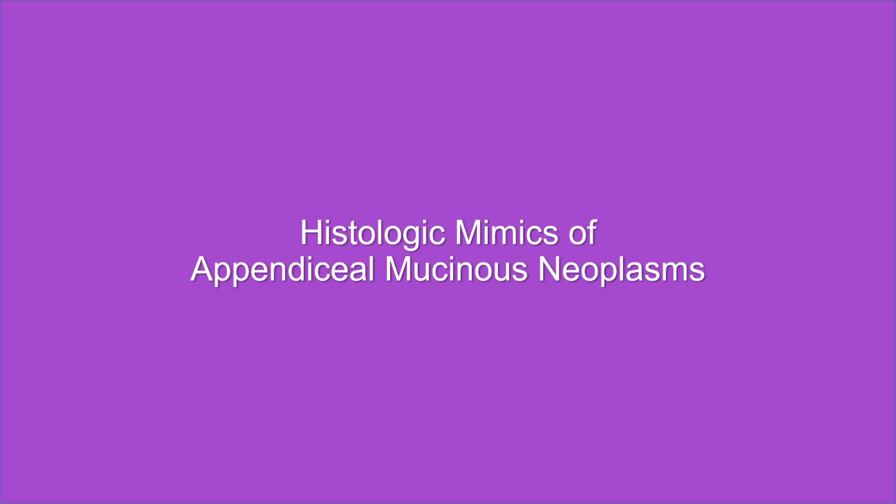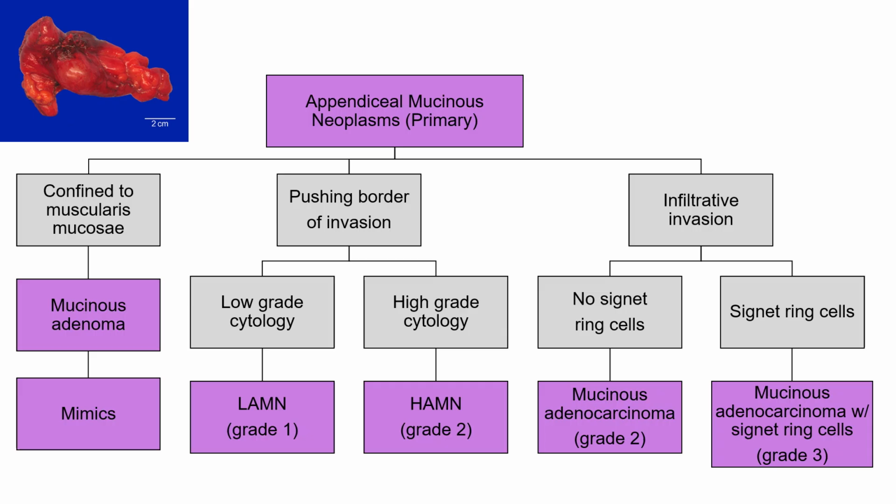Now that we've discussed the classification of primary mucinous neoplasms of the appendix, let's talk about a couple of histologic mimics. So going back to our algorithm, we walked through everything except for the mimics, and these are essentially going to be confined to the lamina propria and muscularis mucosae for the most part. There is going to be at least one exception to this.